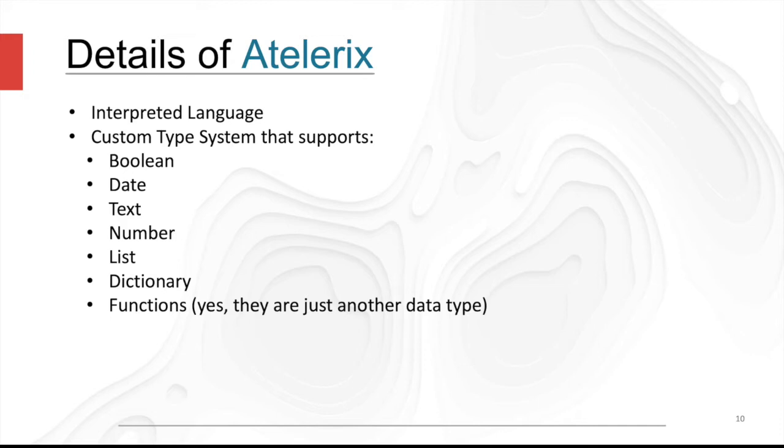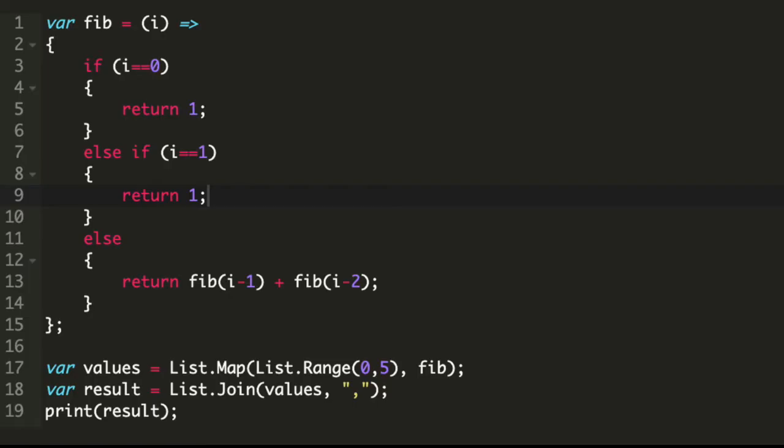So let's take an example here. This is a rather verbose way to calculate the Fibonacci sequence. Basically this code creates a function called fib, which takes in a single number and returns that ith item in the Fibonacci sequence.